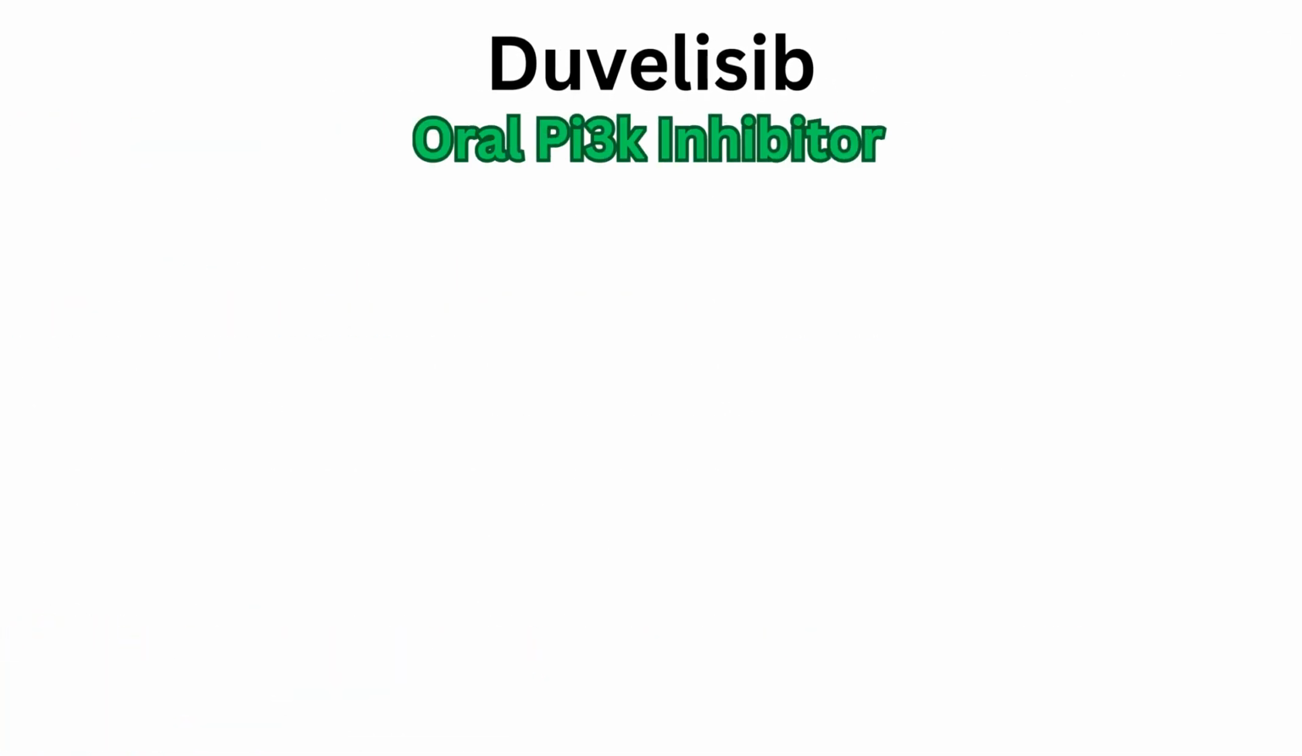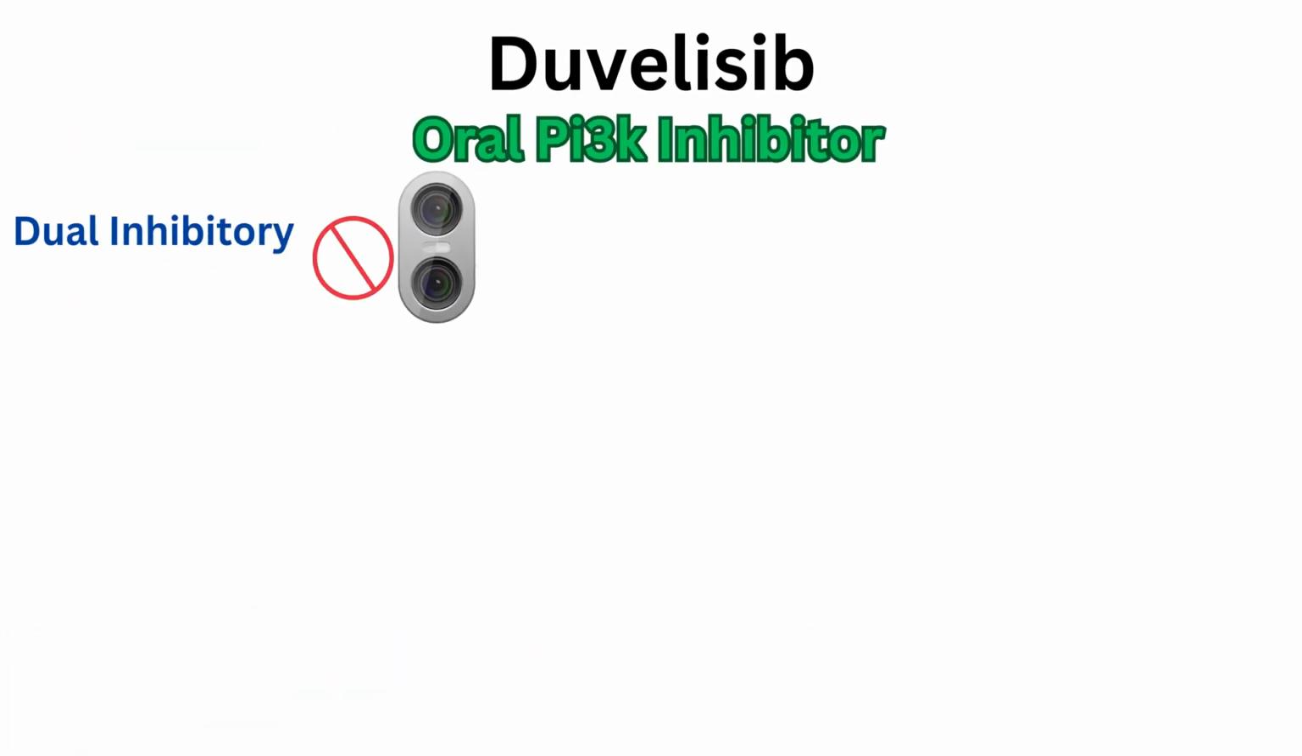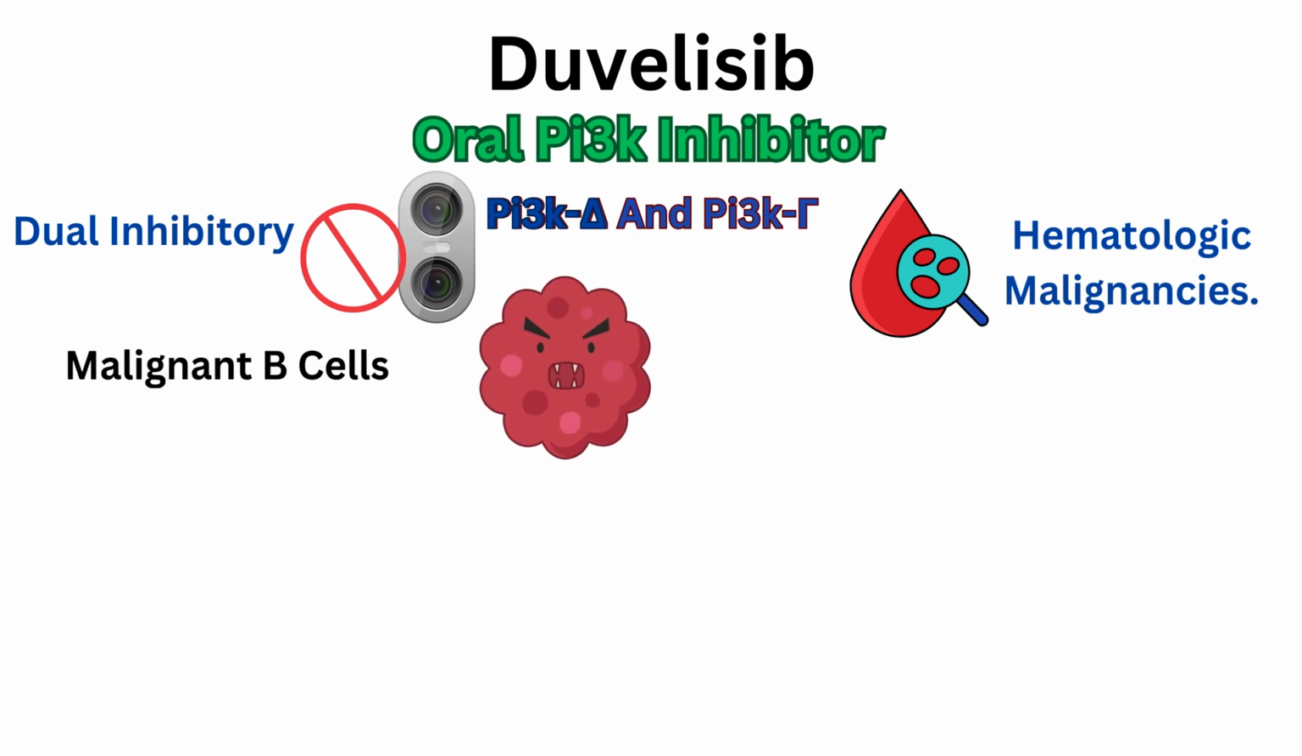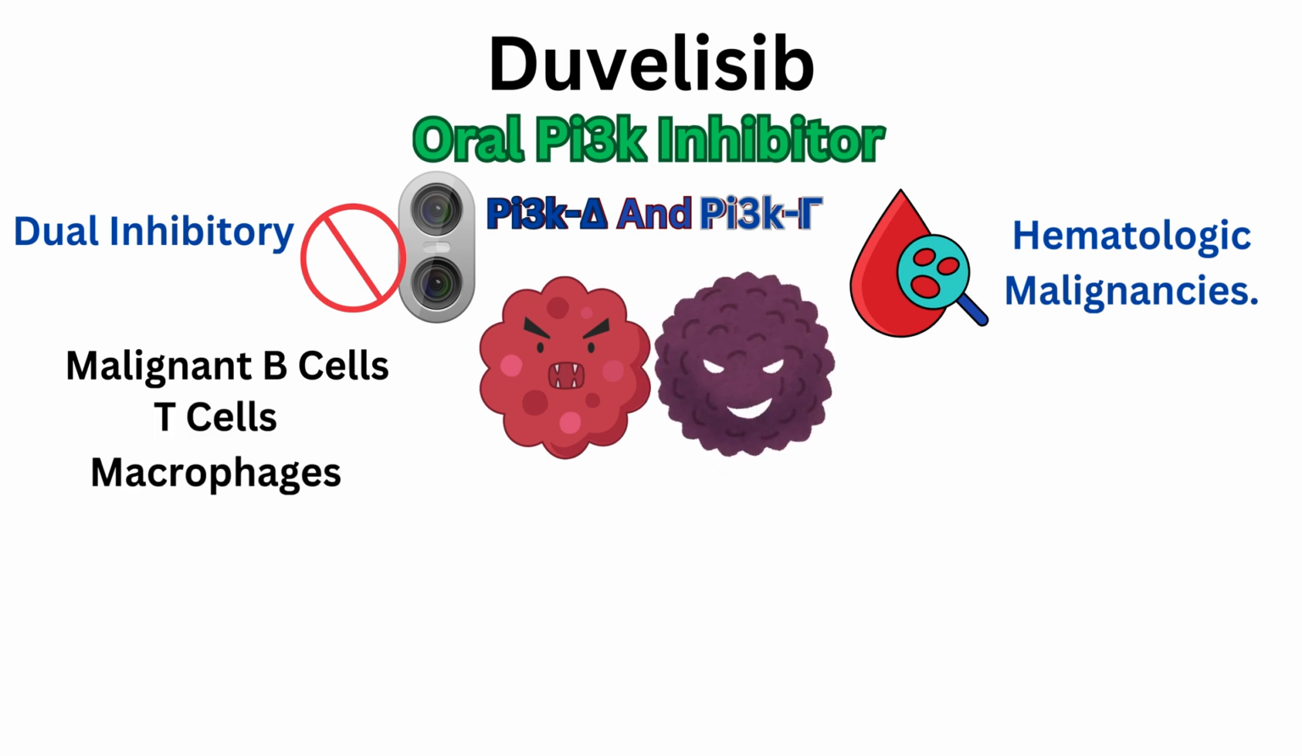Duvelisib is an oral PI3K inhibitor with dual inhibitory activity against PI3K delta and PI3K gamma, which are expressed in hematologic malignancies. Inhibition of PI3K delta prevents survival and proliferation of malignant B cells, and inhibition of PI3K gamma reduces differentiation and migration of T cells and macrophages that support malignant B cell maintenance. Duvelisib resulted in reduced viability of cell lines derived from malignant B cells and CLL cells.